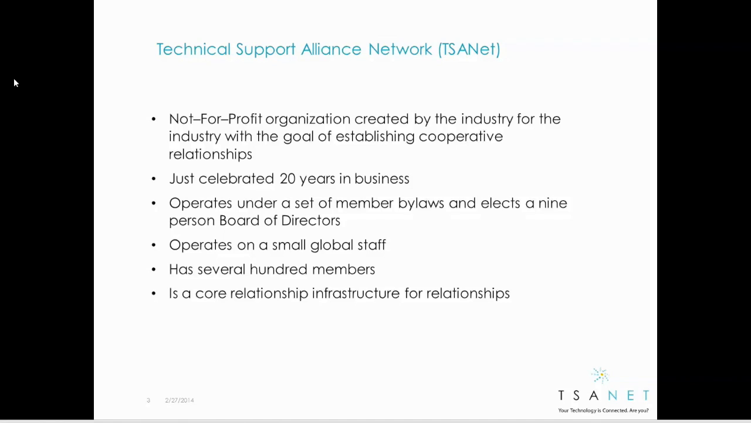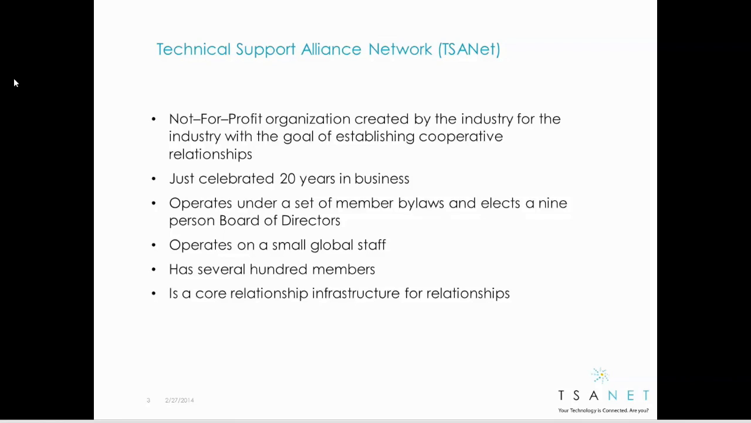So there is no owner of TSANet. You as members are the owners of TSANet. And again, we just went through our 20-year anniversary last year. We operate under a set of bylaws as opposed to other companies in the for-profit area. Those bylaws tell us what we can and can't do. And there's a 9-person board of directors, and they are elected. Three of them are elected every year.